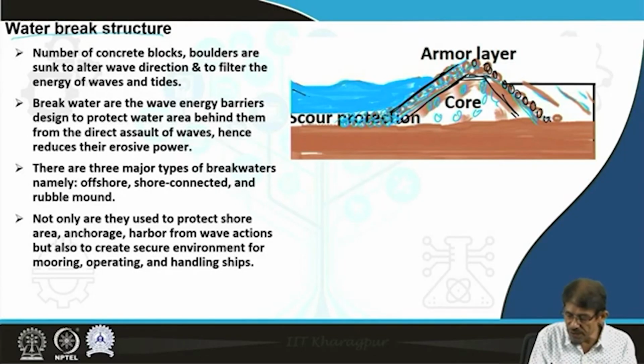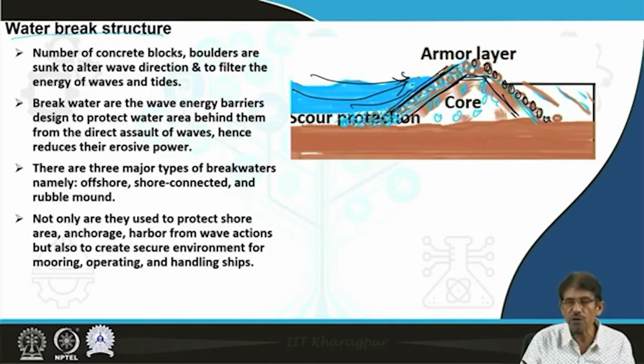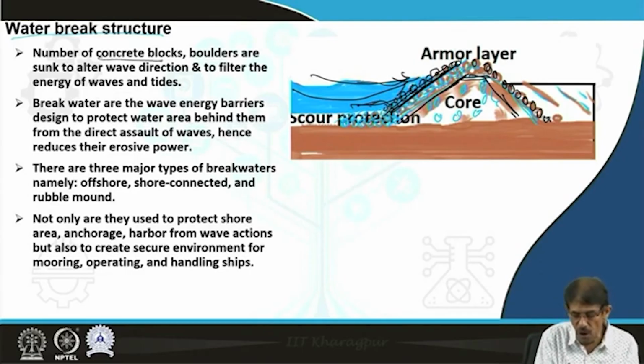When the water waves come from the deep side and strike, this type of structure breaks the energy of the waves. The whole wave then interacts with the boulders present on the armor layer, and these boulders break the wave or in another way reduce the energy of the waves. In this way it reduces the hazardous impact of such waves striking the sea coast. A number of concrete blocks and boulders are sunk to alter wave direction and to filter the energy of waves and tides to minimize the erosional impact.